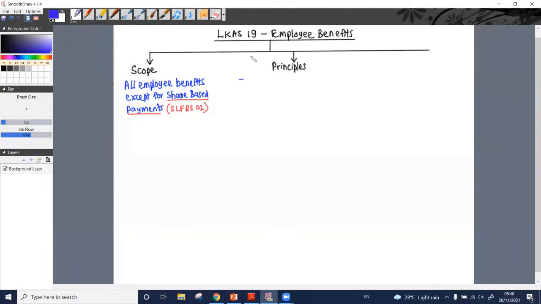So we should not recognize the expense on the day of payment. Always, it is the date the employee earns it. The earn date. That is one principle. So I'll put it here.